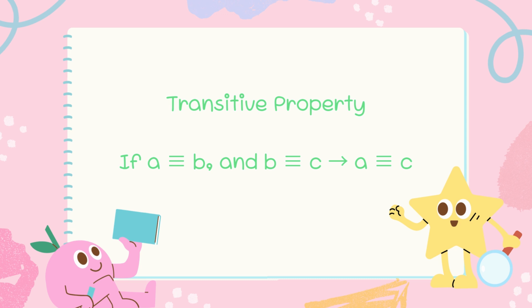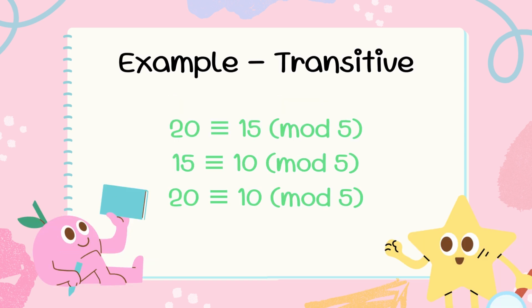Transitive property. The third property is the transitive property. This property means if A is congruent to B and B is congruent to C, then A is congruent to C. For example, 20 is congruent to 15 modulo 5, and 15 is congruent to 10 modulo 5. So 20 is congruent to 10 modulo 5.